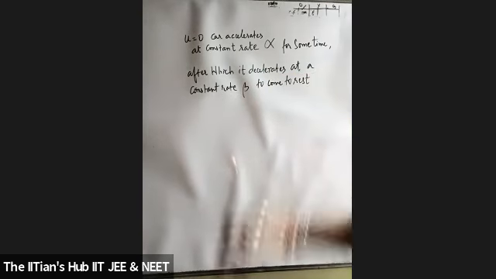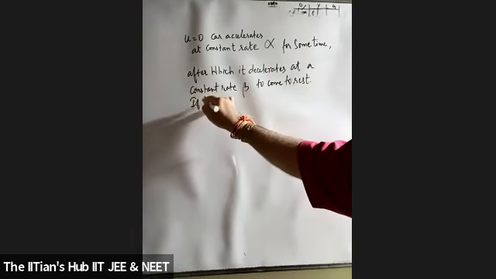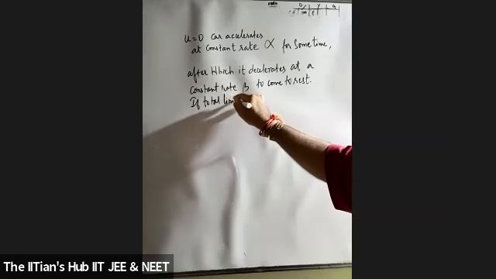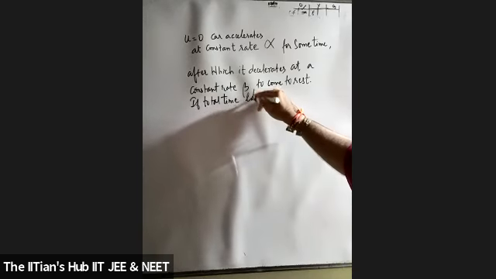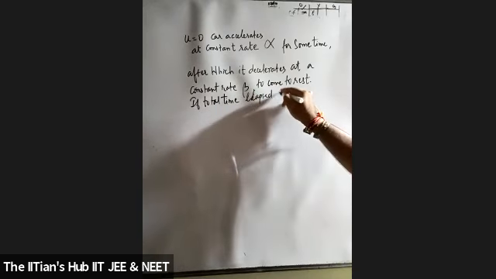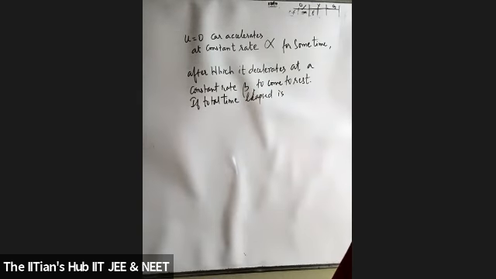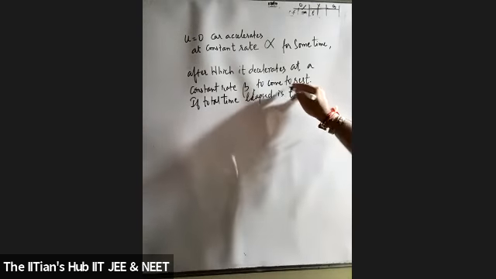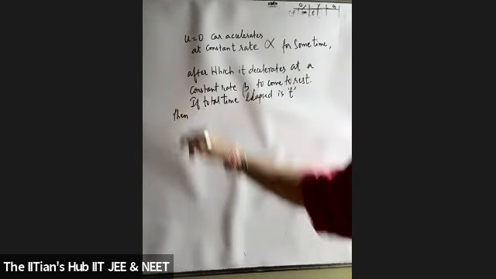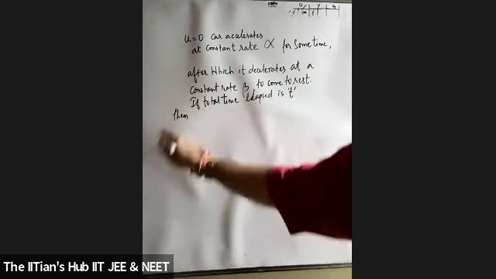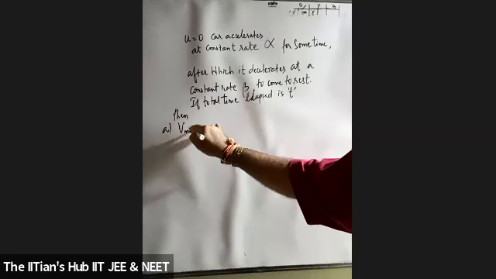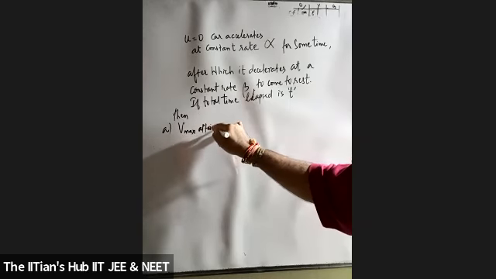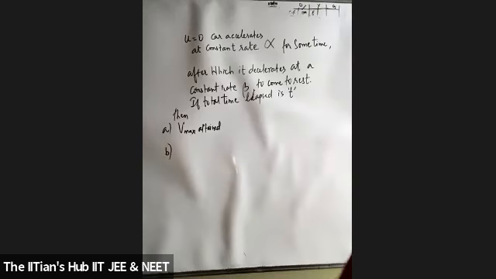If the total time elapsed is t, small t, then you have to find two things. Option A: find the maximum velocity attained, Vmax. And option B: the total distance traveled.